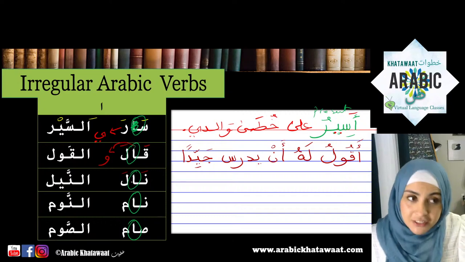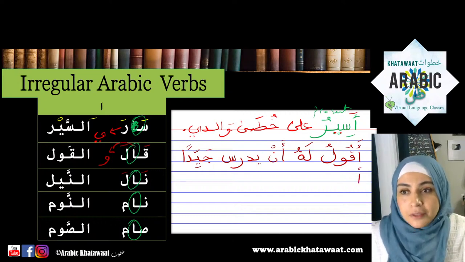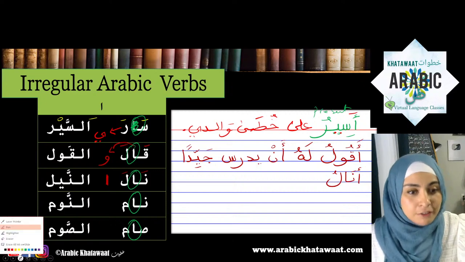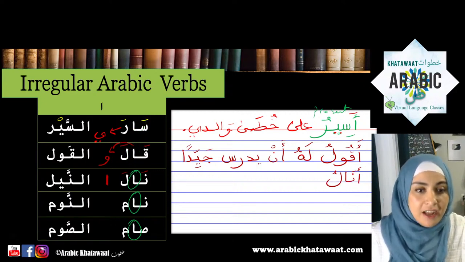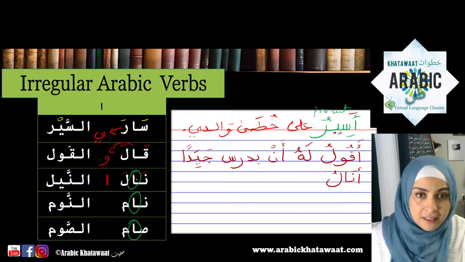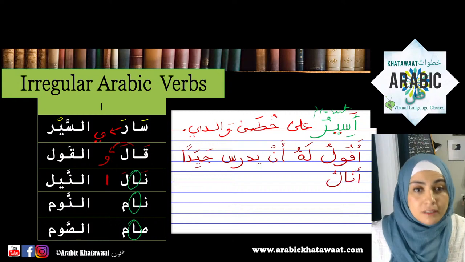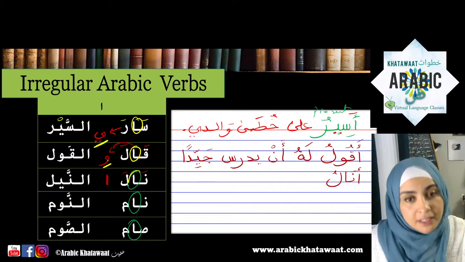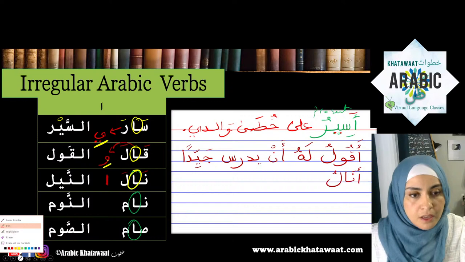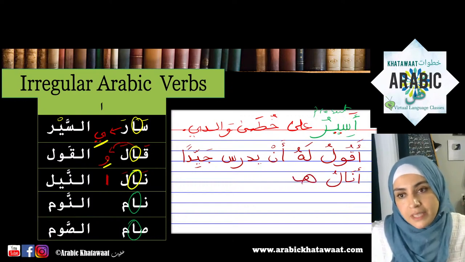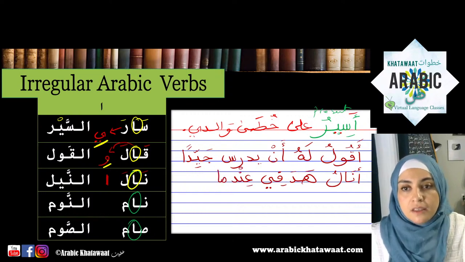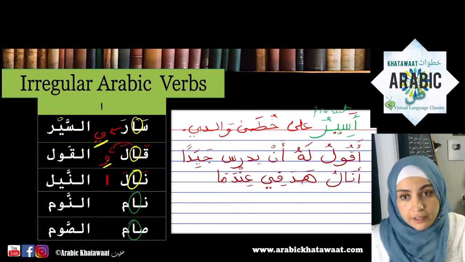نال. In this example, I would keep the alif. So basically what you're looking at, the irregular verbs with alif can either have the alif stay, like in the example of نال, or the alif can change to a waw in the present tense. The alif can change to a ya. And here, if I'm saying نال أنال, أنال هدفي, I obtain my objective. أنال هدفي عندما أعمل جيدا. You could say I obtain my objective when I work hard. عندما أعمل.